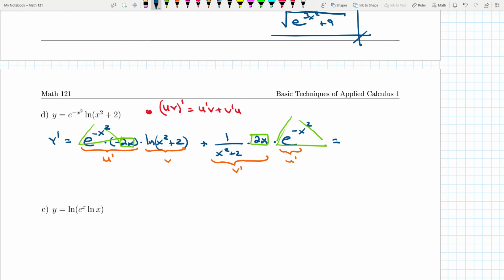So that's going to be 2x times negative ln of x squared plus 2, plus 1 over x squared plus 2. All right, and we could leave it like this. Oh, I forgot the exponential factor. Let me write the factor over the exponential over here. Or we could rewrite this instead as 2x e to the negative x squared.